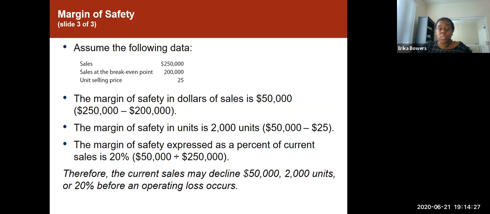So this is important. If you see your sales decline, you'll want to know what's my margin of safety, because if you get close to that number, then you will need to look at possibly some sales promotions or something different to get your sales to increase again. And that is our chapter 19.